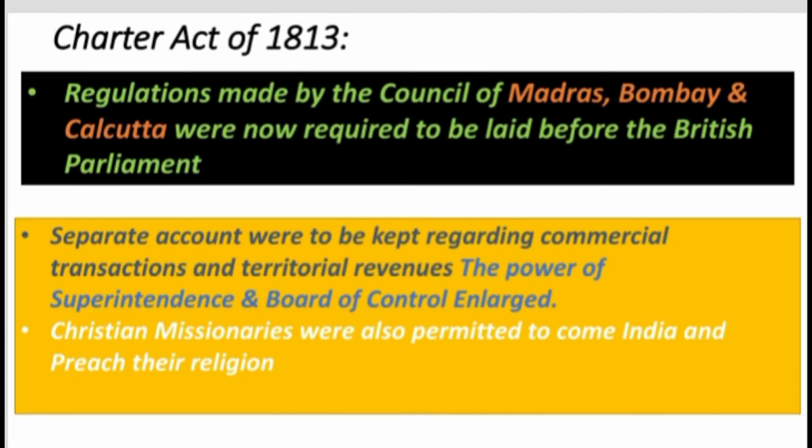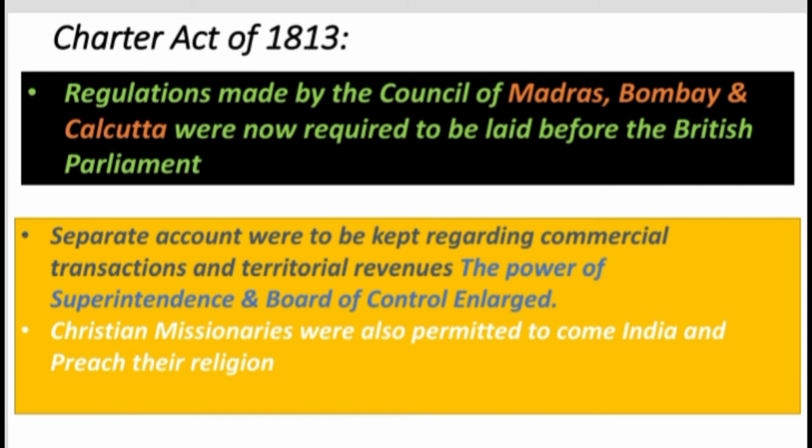The regulations made by the Councils of Madras, Bombay and Calcutta were now required to be laid before the British Parliament. The constitutional position of the British territories in India was thus explicitly defined for the first time, and separate accounts were to be kept regarding the commercial transactions and territorial revenues. The power of superintendence and direction of the Board of Control was not only defined, but also enlarged considerably. Besides that, the Christian missionaries were also permitted to come to India and preach their religion.